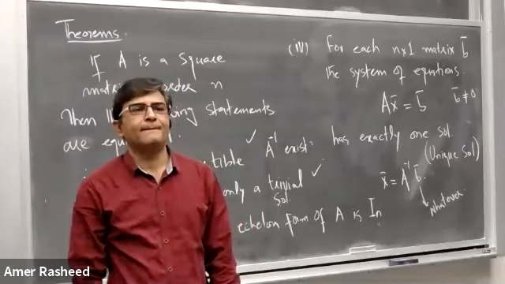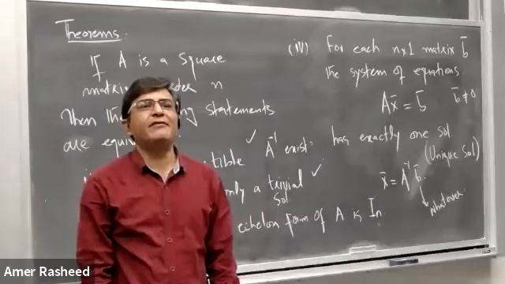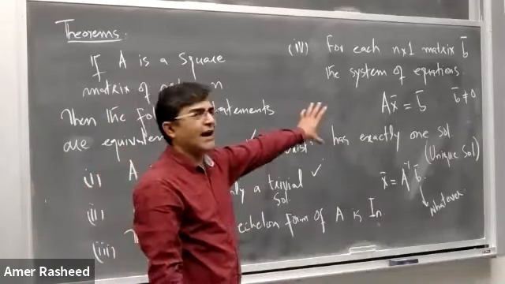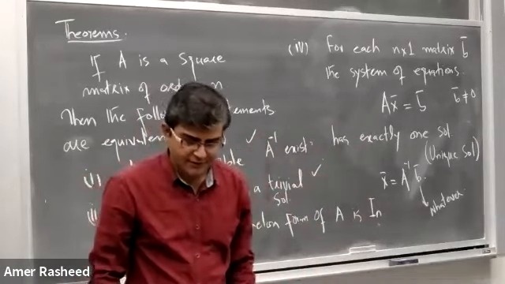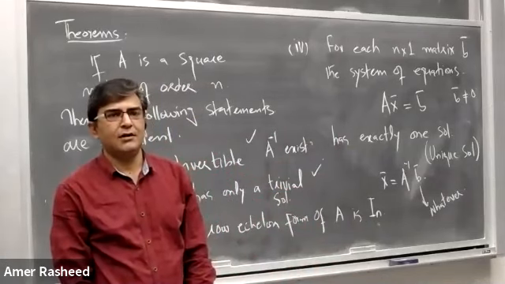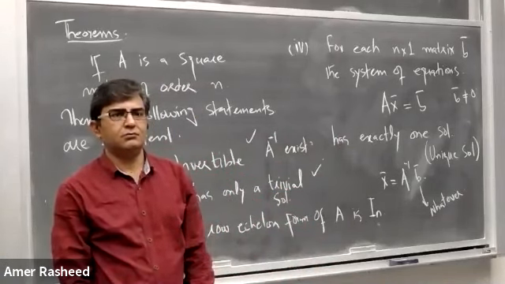We cannot have infinitely many solutions for these kinds of linear systems whose coefficient matrix is an invertible matrix. They will have a unique solution. Only one solution.